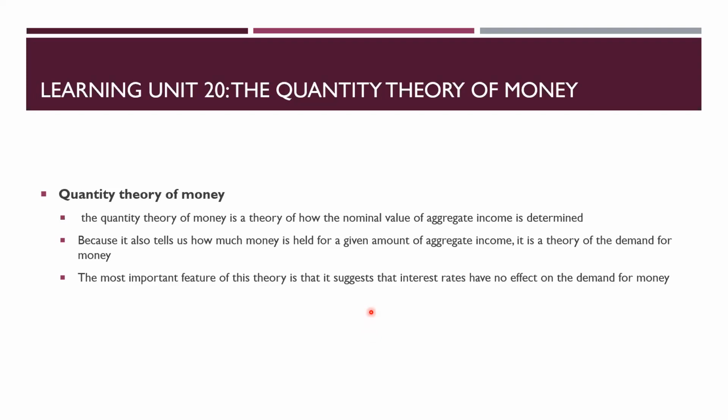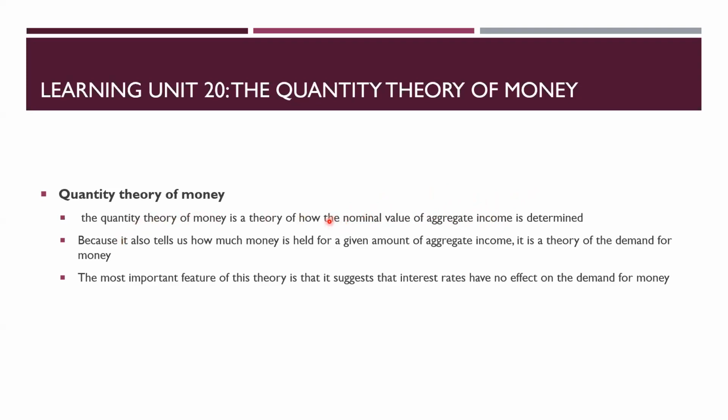So let's start with the quantity theory of money, which is a theory of how the nominal value of aggregate income is determined. By aggregate income, remember we have real income and nominal income. Nominal income is the product of the total amount of goods produced in the economy multiplied by the current prices. But if you're calculating real income, we are looking at the current production multiplied by the base year prices. I hope you have done this in your intermediate macroeconomics.